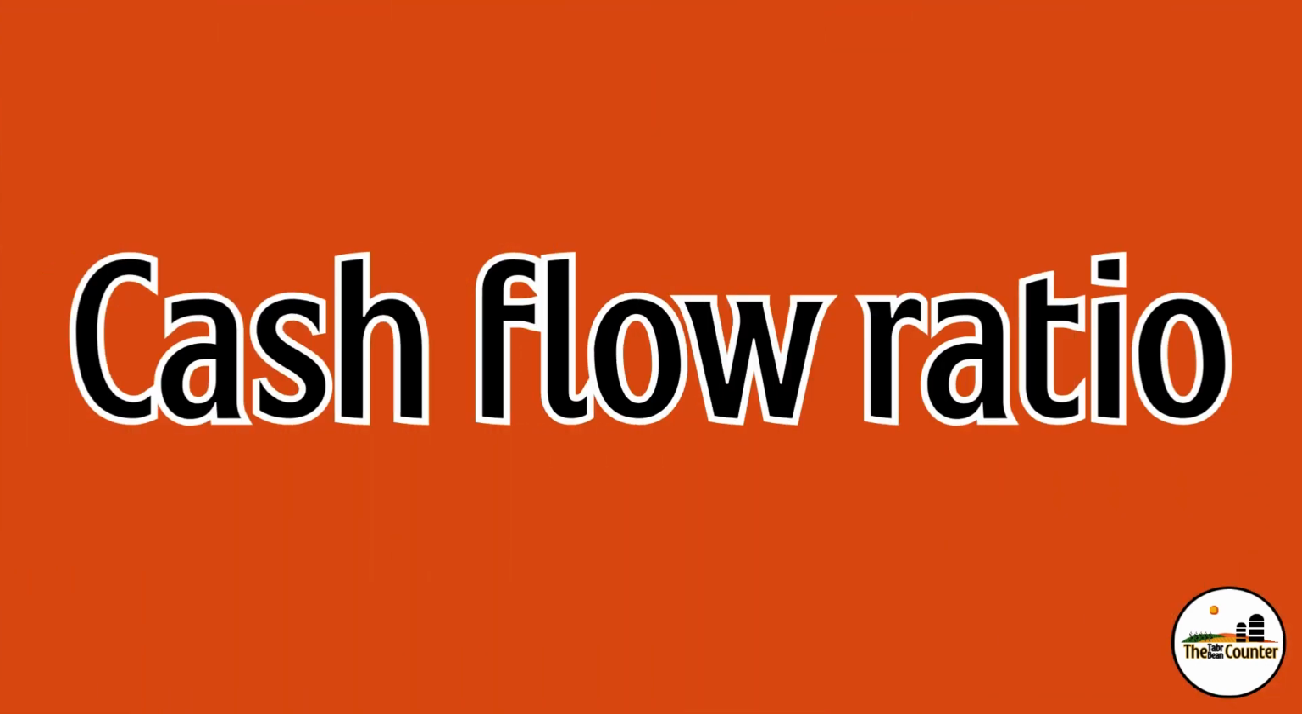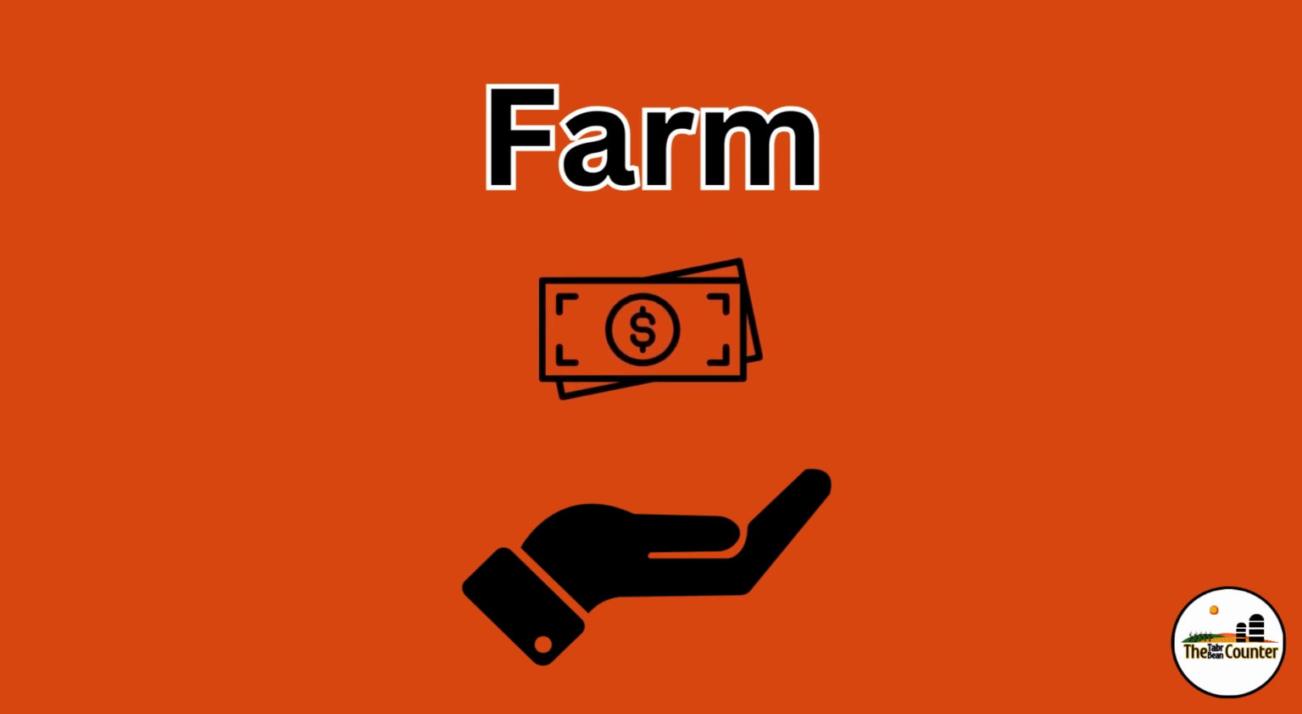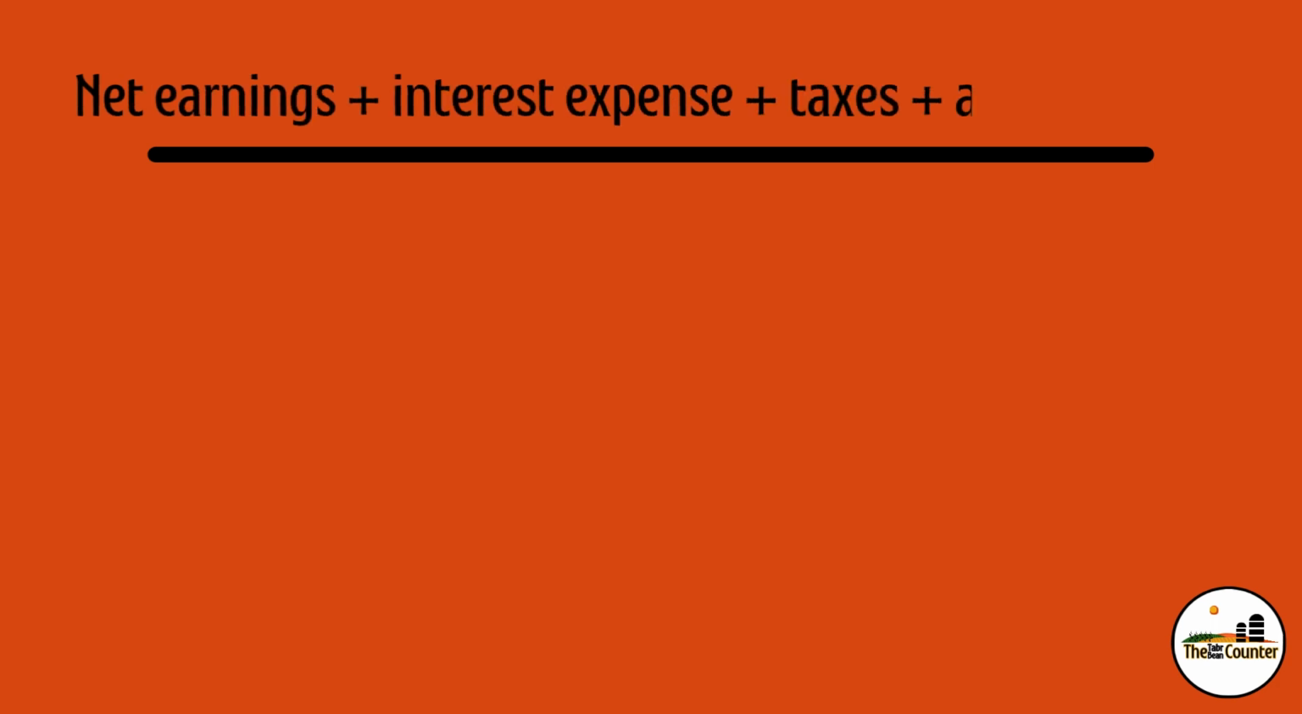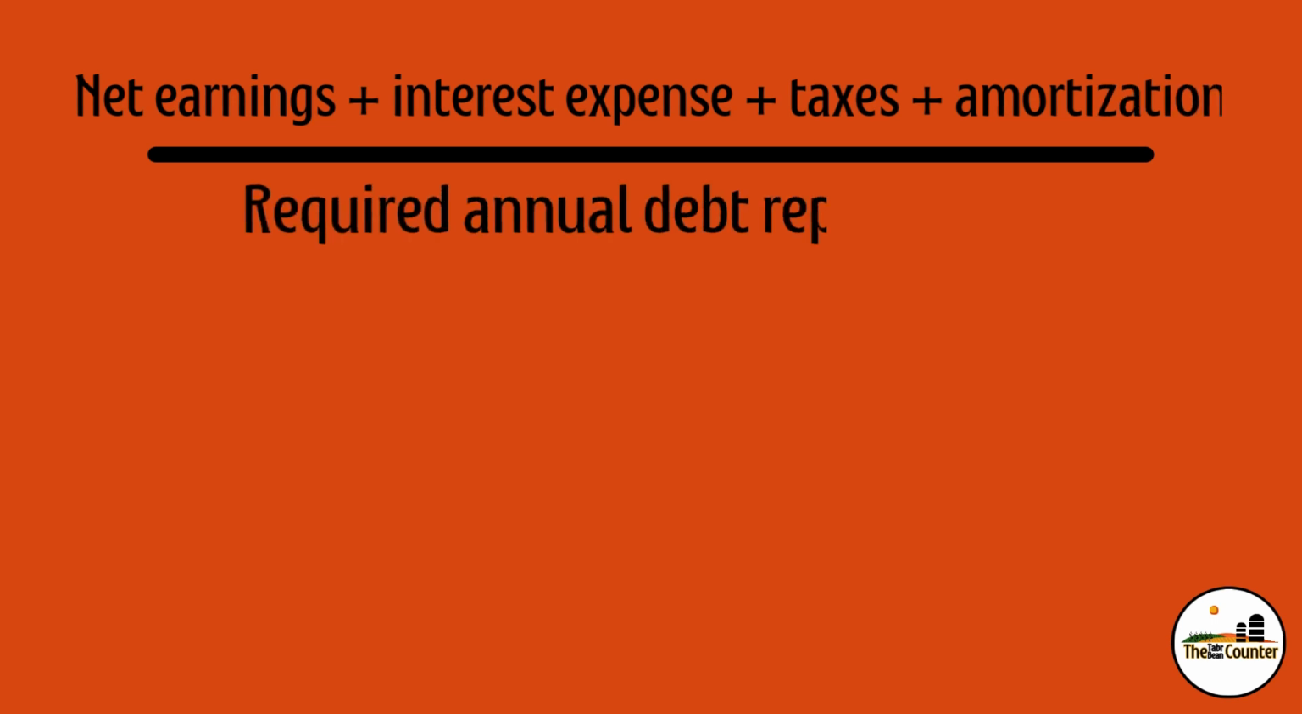The cash flow ratio is the final ratio we're going to talk about in assessing liquidity of your farm. This is the ability for your farm to service debt and is calculated as net earnings plus interest expense, taxes, and amortization divided by required annual debt repayments.